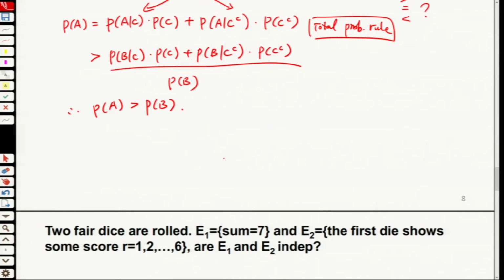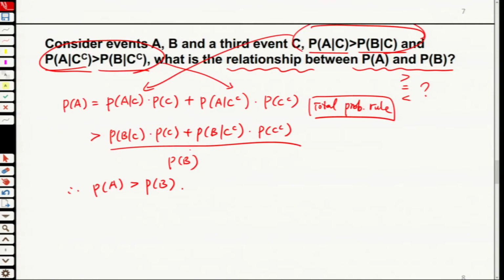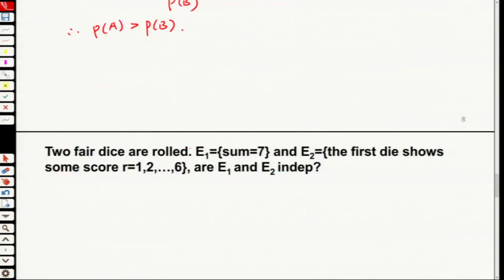Now let's have a look at a new problem. So far it's been conditional probability and independence. We have two fair dice rolled, and the event is the sum equals 7. This is event 1. Event 2 is that the first die shows some score, that is 1, 2, or 6. Because if you roll the die, definitely it is going to show up some value. Now the question is, E1 and E2, are they independent?